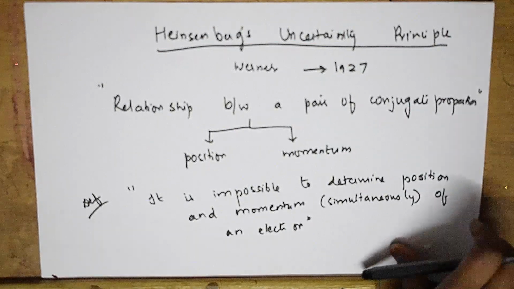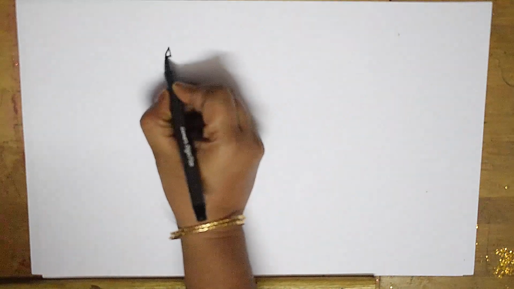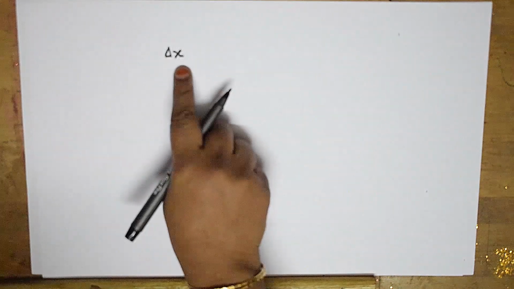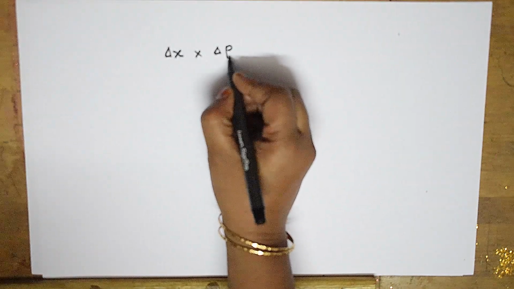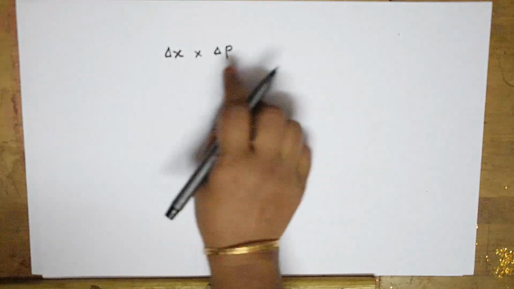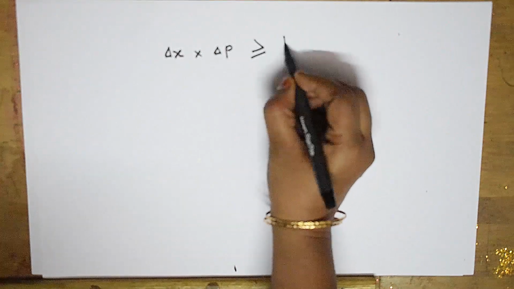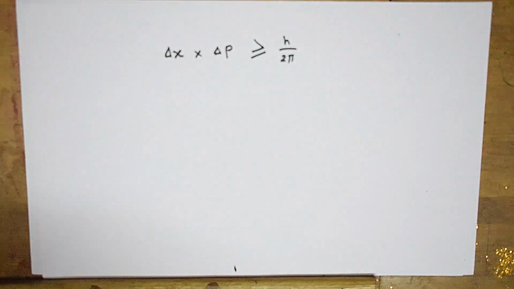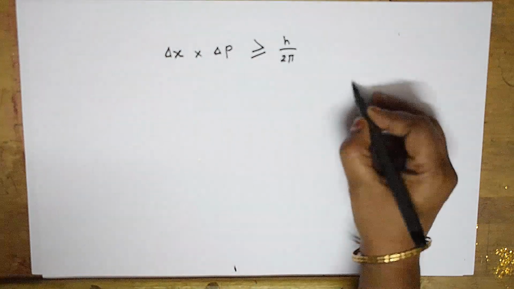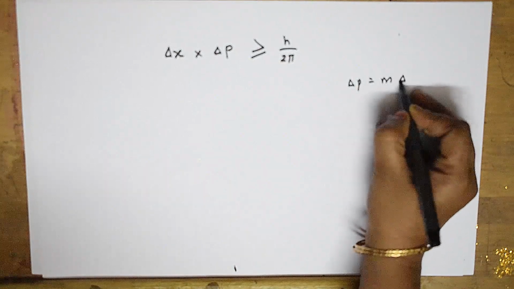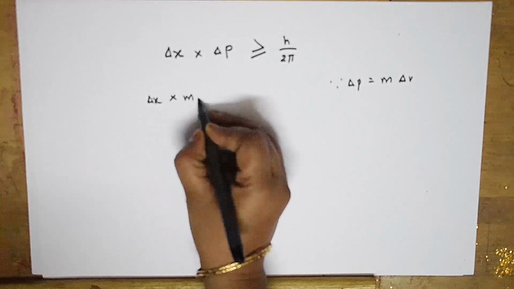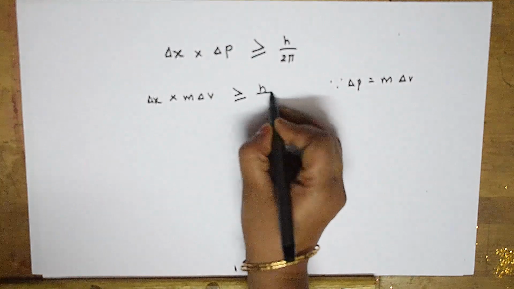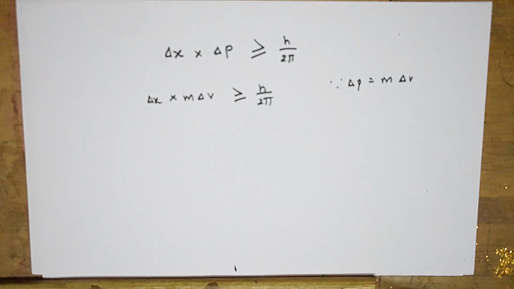What is the definition he said? What is the derivation he has given us? He has given delta x, that is position, into the product of delta p. What is p? Momentum. Position, this is momentum, greater than or equal to h by 2 pi. This is your uncertainty. Now the same delta p is mass into velocity, so I can write delta x into m delta v is greater than or equal to h by 2 pi.